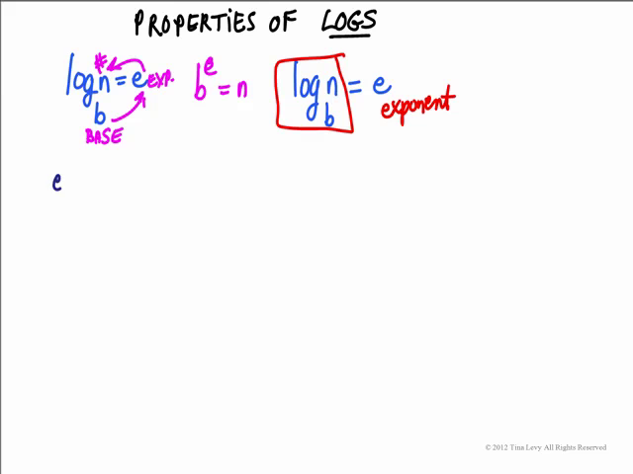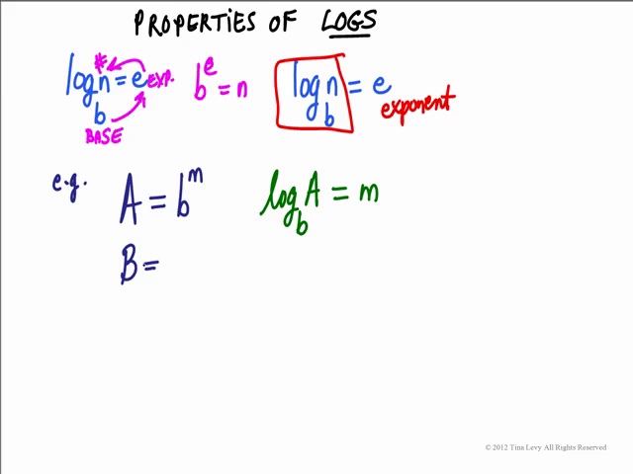So for example, suppose I told you you had a number a, and that number was b to the m. We know from our previous work that the log, if you took that base b of that number a, would be the exponent little m. But now let's say we had a number capital B, which was little b to the nth power. That means that the log base b of capital B, that number, is the exponent n.